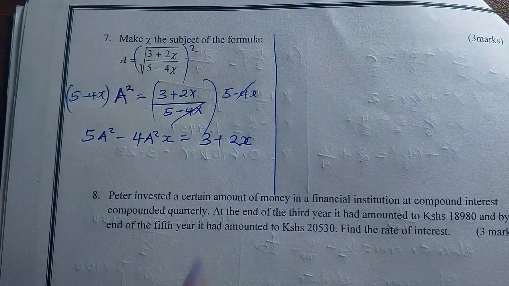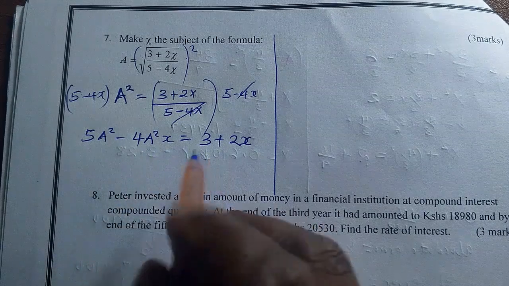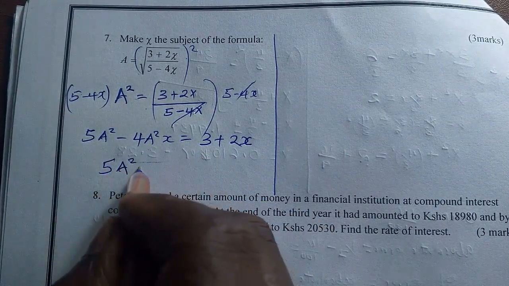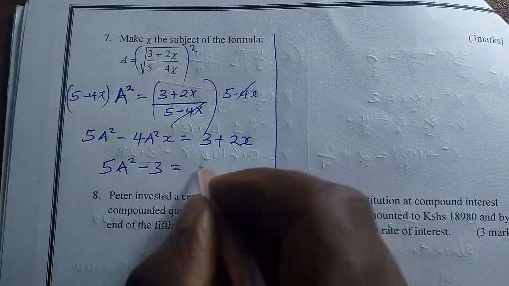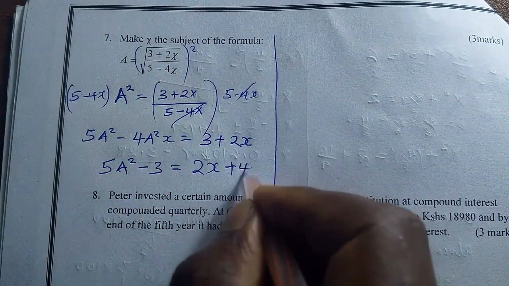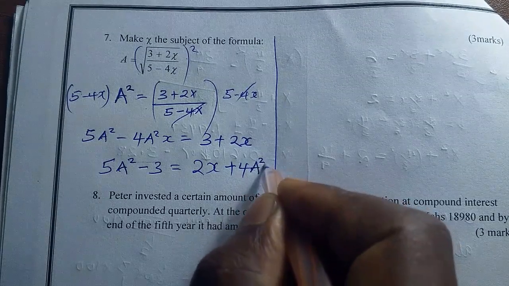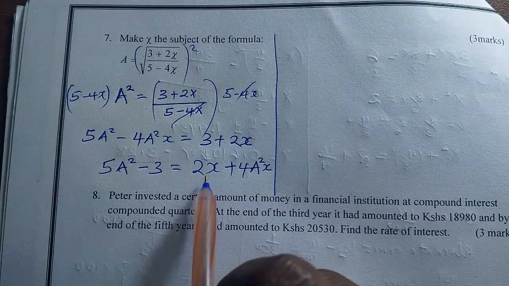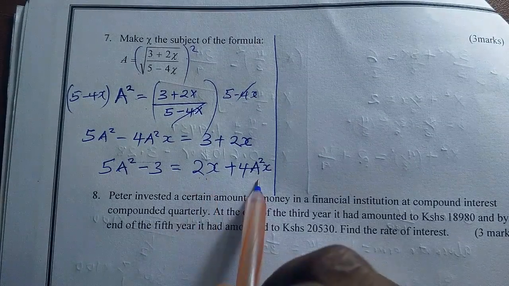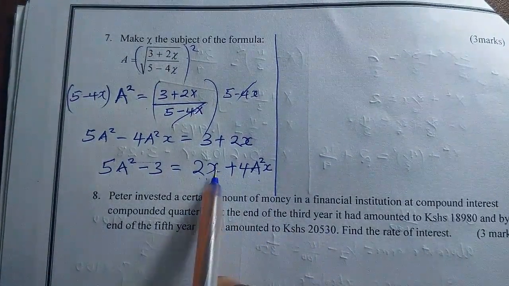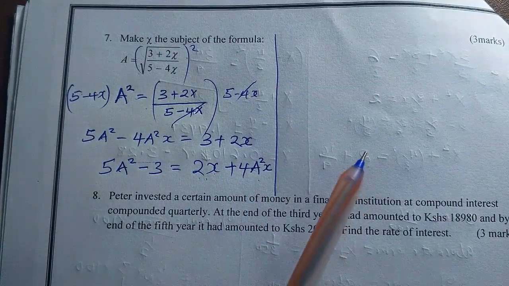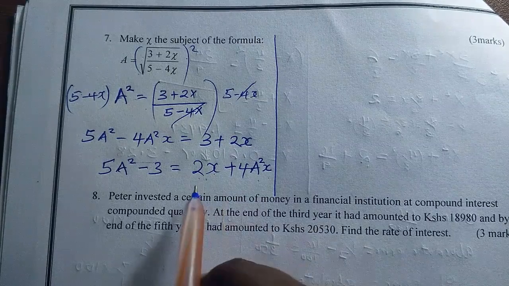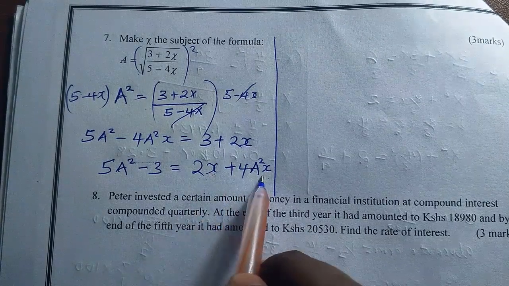Like terms together. So 5a squared minus 3 is equal to 2x plus 4a squared x. Because we are making x the subject of the formula, you need to bring the terms with x together. The terms that contain x, you need to put them together so that you can solve it easily. The next step, x is the common factor here now.